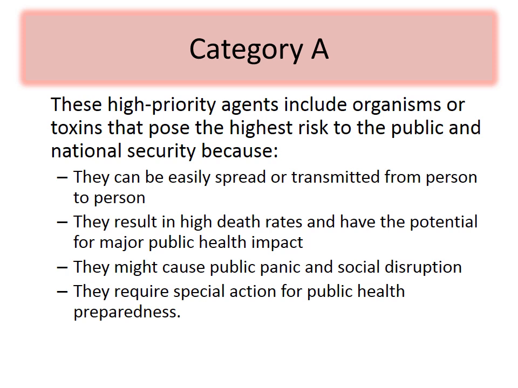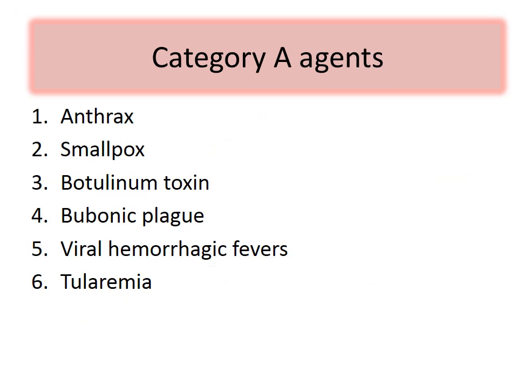They can be transmitted from person to person, and they have this potential to cause a major public health impact. So people can panic, the public can panic, social life can be disrupted, and that creates a very big problem, especially for public health preparedness. I want you to remember 6 important category A agents. Of course, anthrax is on the top, then smallpox, botulinum toxin, bubonic plague, viral hemorrhagic fever, and tularemia.